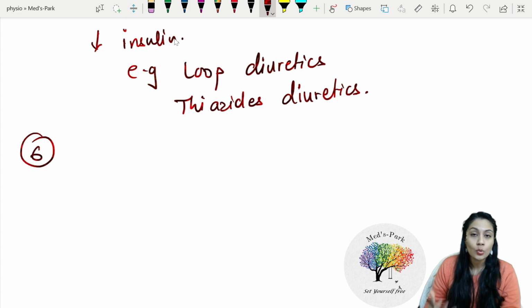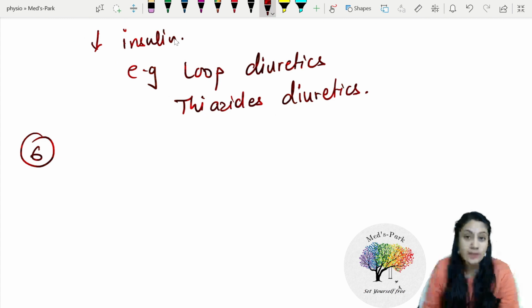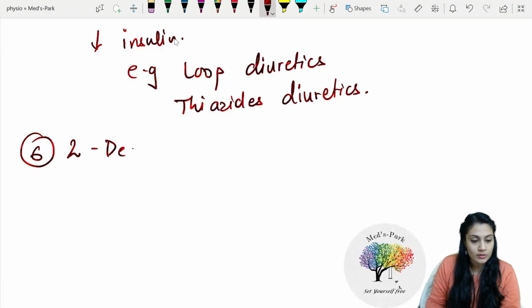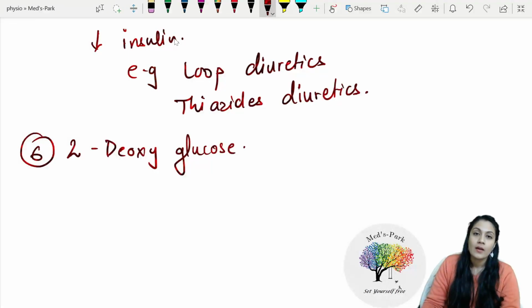Now glucose increases the insulin release. We just learned that when the glucose increases inside the blood, it causes an increase in insulin release. But remember, if you give a fake glucose, that means the structure is somewhat different but the overall composition is the same, right? Such glucose is nothing but 2-deoxyglucose. When you give the 2-deoxyglucose, it will inhibit glycolysis.